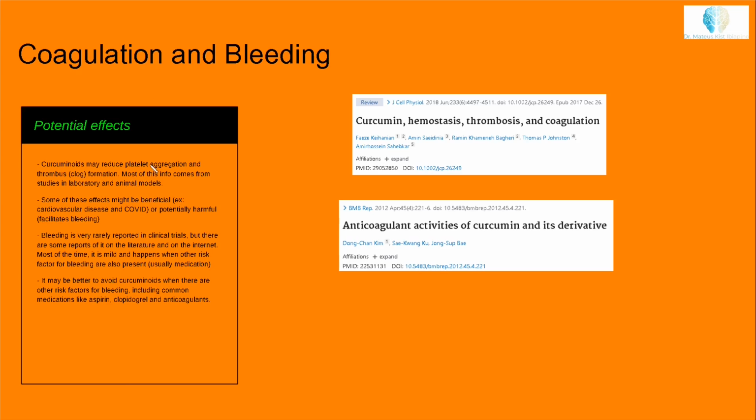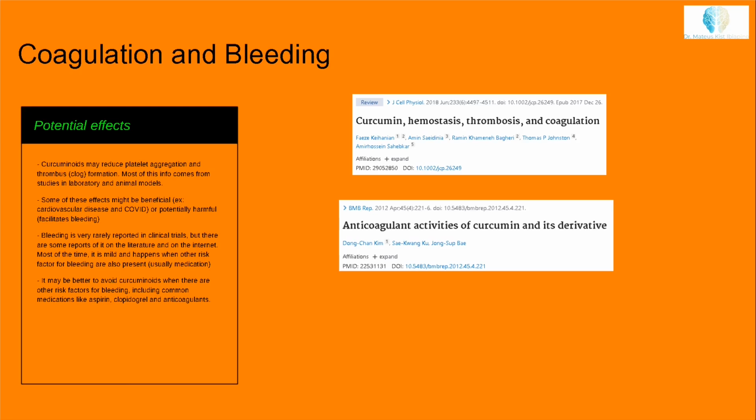In some patients, these effects might be beneficial. For example, in people with cardiovascular disease or people with COVID, these effects might be beneficial because these diseases induce higher thrombus formation and sometimes they are complicated with thrombosis. So this effect of curcumin might be beneficial in these patients. In other patients, these effects might be potentially harmful. It might facilitate bleeding in people who already have some susceptibility.